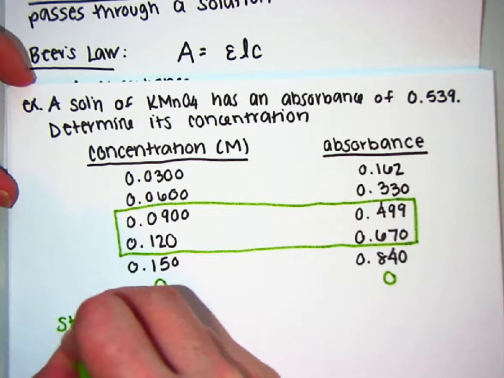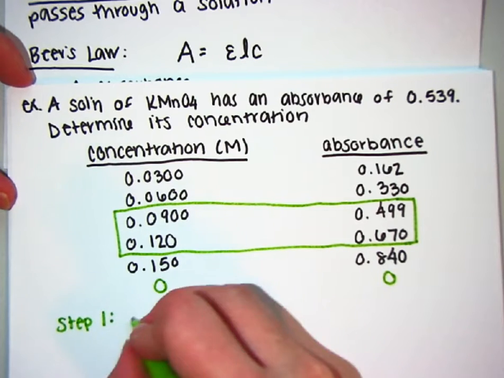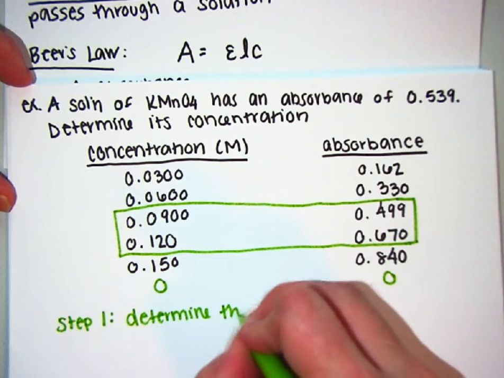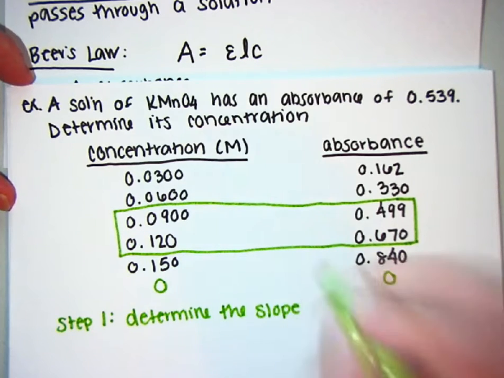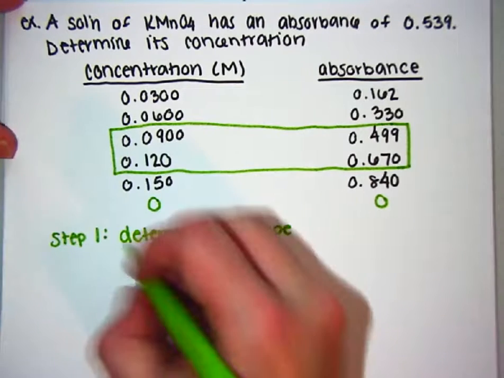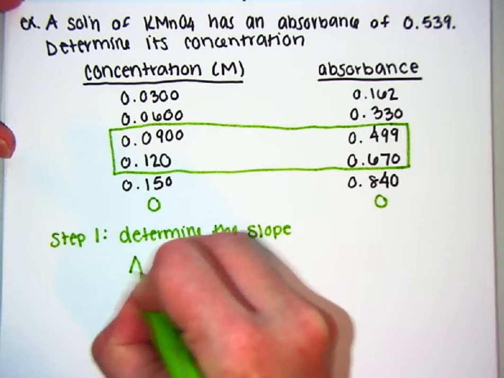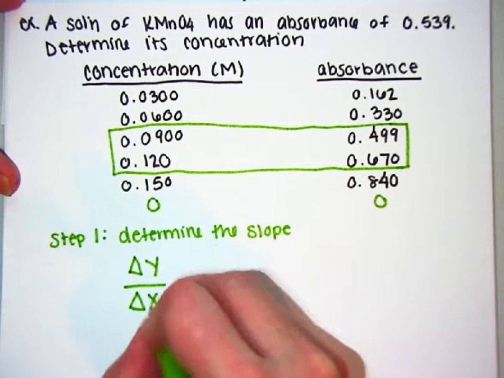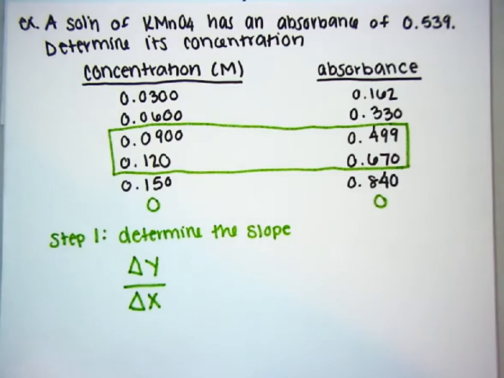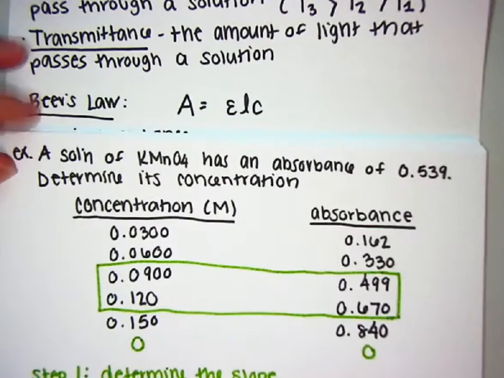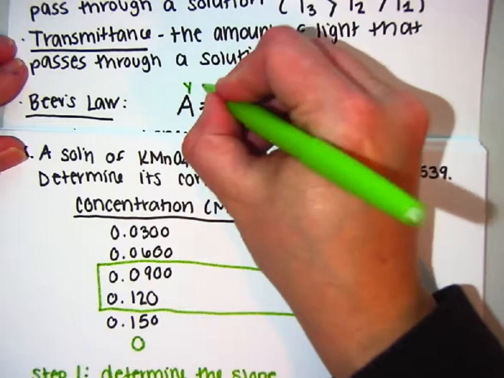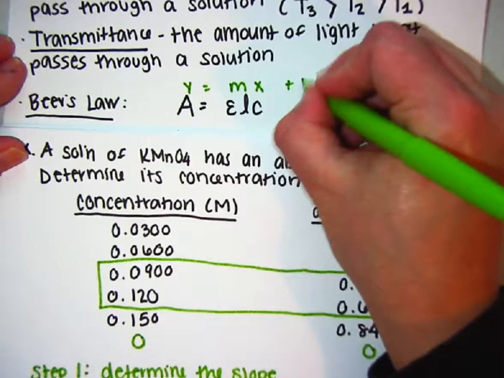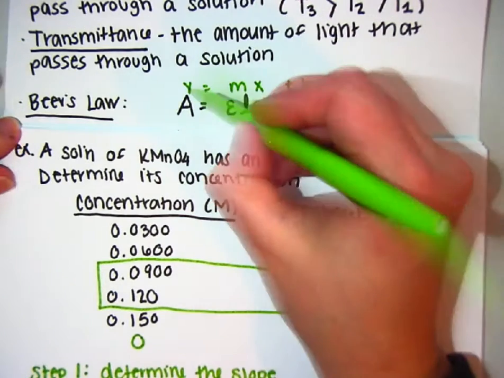And the first thing that we are going to do is determine the slope. The way that we are going to determine slope is rise over run. Change in y over change in x. Again, think of this like the slope of the line. y is equal to mx plus b. So y is my absorbance.